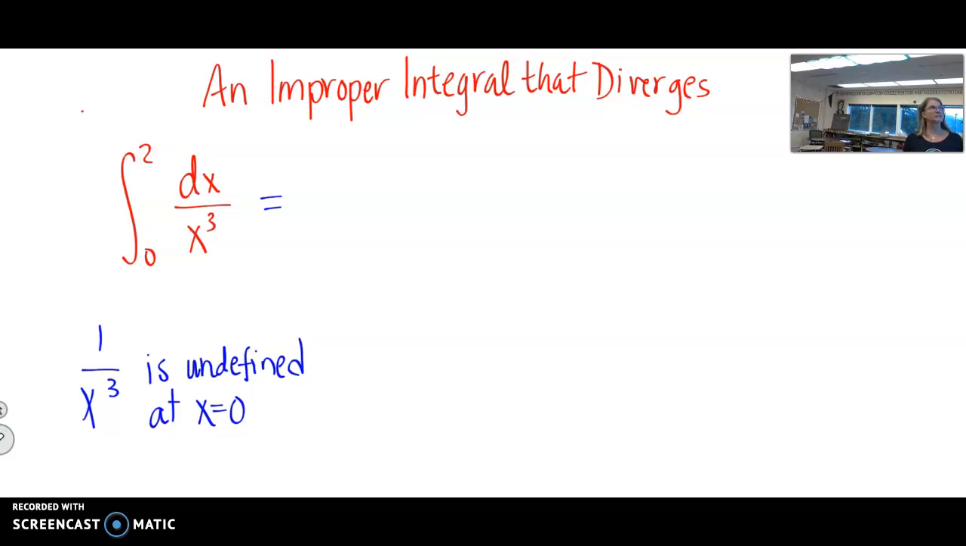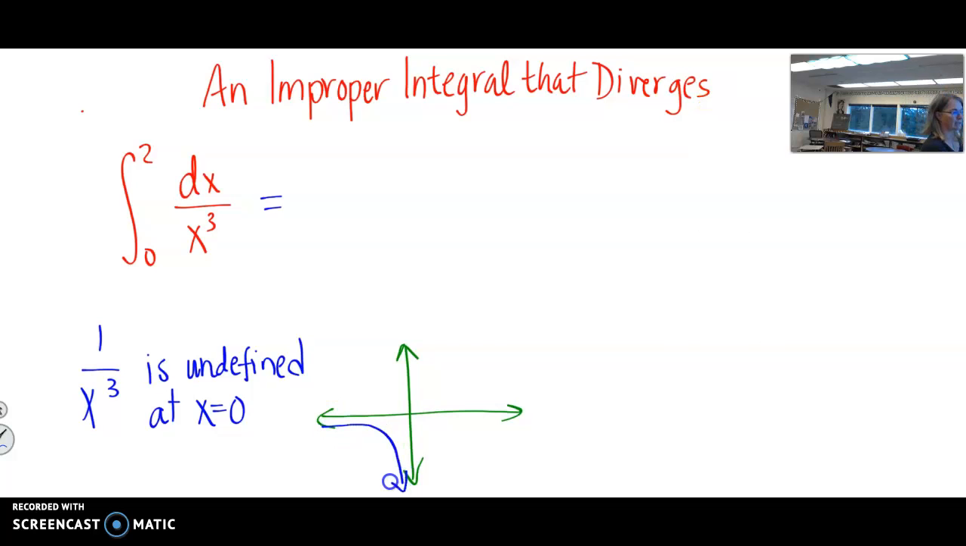Hi guys, in this video we're going to go through an example of an improper integral that diverges. Notice, we're going from 0 to 2 of 1 over x cubed dx. This graph is undefined at x equals 0, and at 0 it has a vertical asymptote. Graph looks something like this.